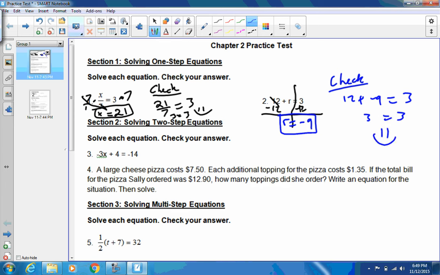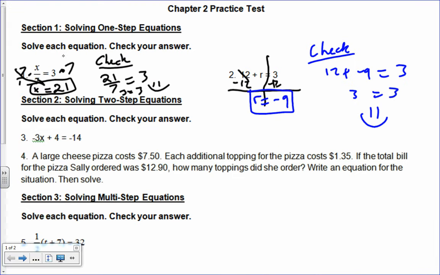All right. We are going to go on to number 3. Two-step equations. Solve each equation, check your answer. This one we've got negative 3x plus 4 equals negative 14. Now remember, to do two-step equations, you usually do kind of like PEMDAS backwards. You do your addition or subtraction first. So get rid of this 4 here. Because this is not attached to the variable, we want to get rid of that first. So we do that by subtracting 4 from both sides.